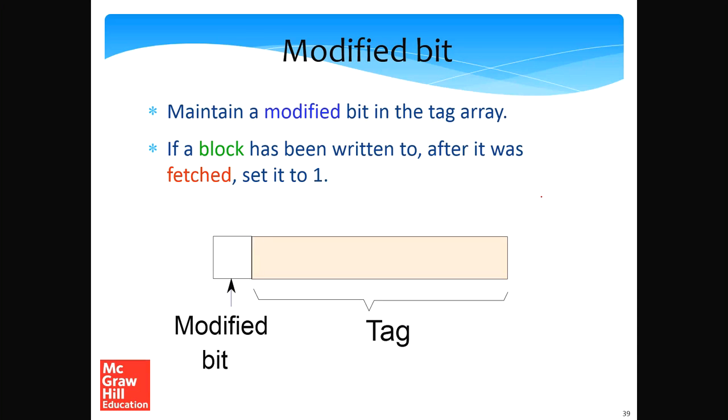So how do we do this? We write the new data. We also need to remember if new data was written to a block after it came to the cache. So we maintain a modified bit in the tag array. If a block has been written to after it was fetched into the cache, we set it to 1. Otherwise, by default, the entry remains 0. But if you write to it, then 0 becomes a 1.